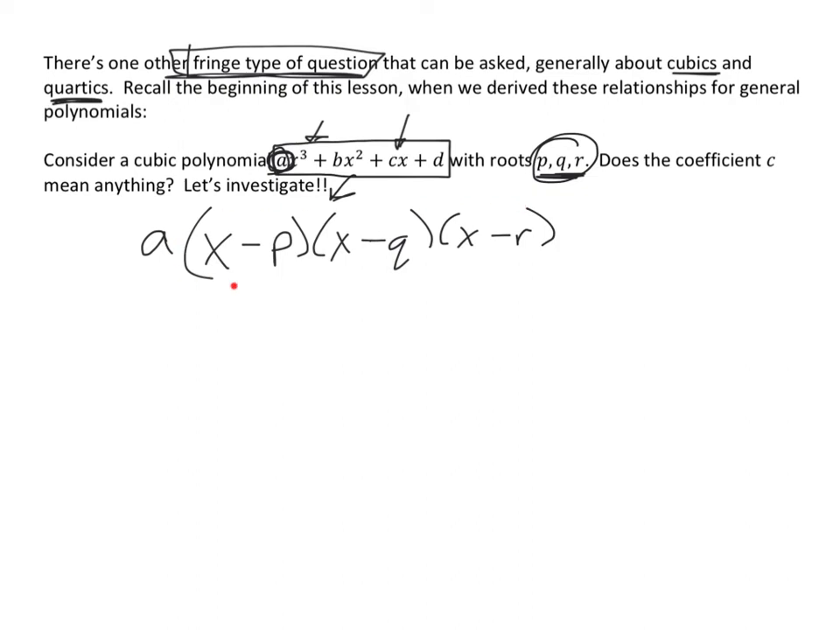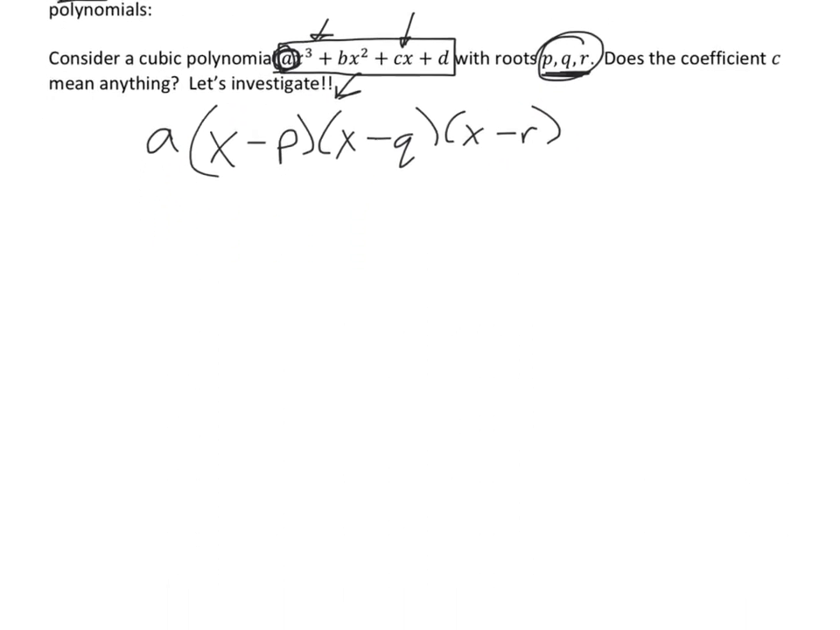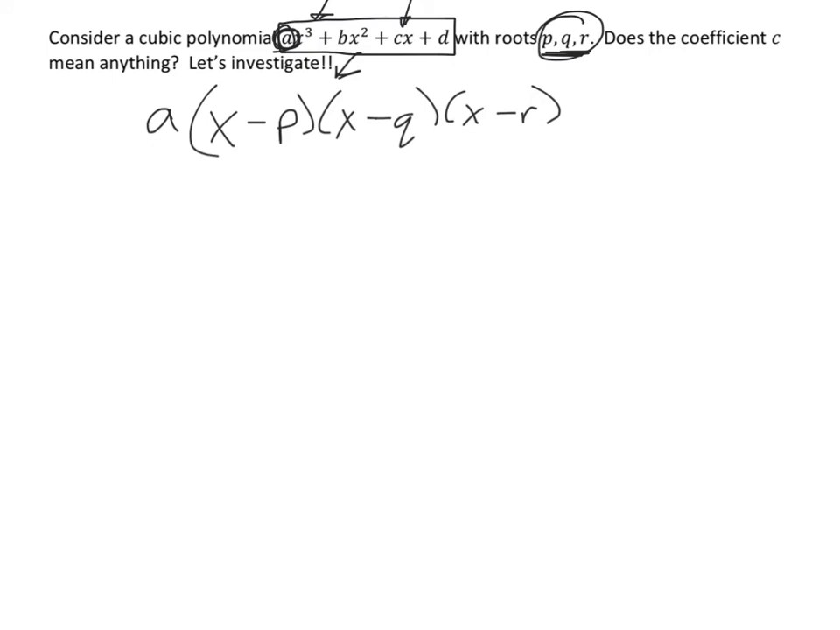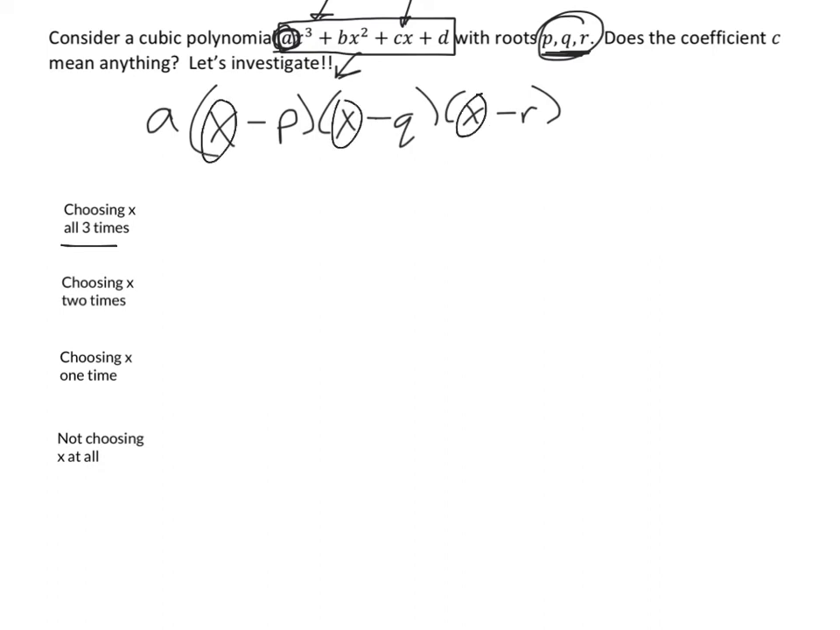Now I want to think about super mega foiling this thing out. I mentioned previously that we can think about multiplying binomials as picking one thing from each of these to multiply. There are several different categories of what I could pick. I could pick x in all three of them, x in only two of them, x in only one of them, or not pick x in any of them. So I'm going to do this in 4 separate stages for how many x's I choose. Choosing x all 3 times means I choose x and x and x, and then there's the a from the front. So this is just going to be ax cubed. Nobody's surprised about that. That was supposed to be the first term anyway.